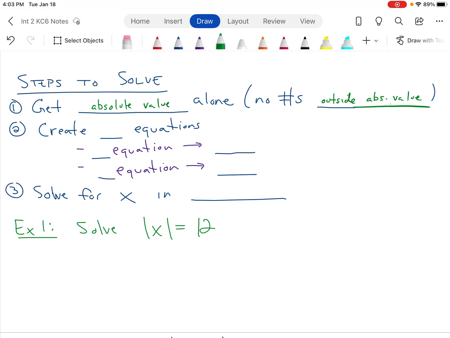Once you do that step, you're going to create two different equations. One of them is going to be equal to whatever number it gives you in the problem, and the other one is going to be equal to the negative of that number, so the opposite of that number. Then you're going to solve for x in both equations.